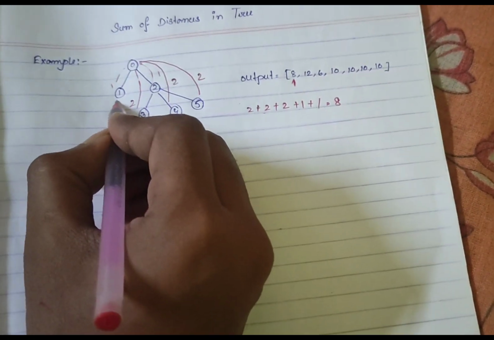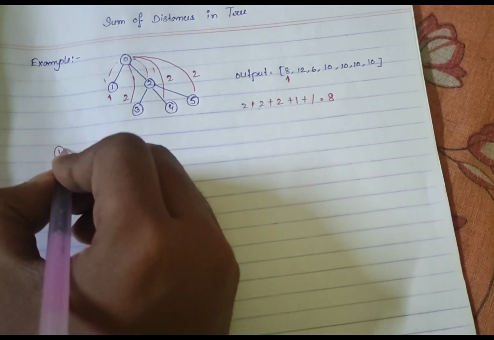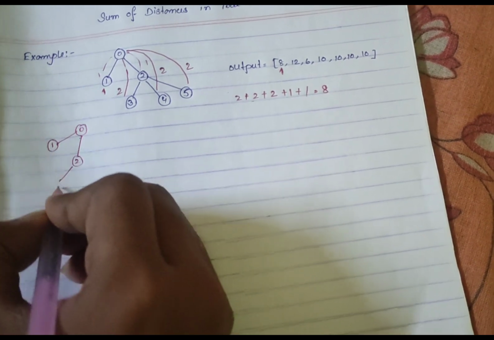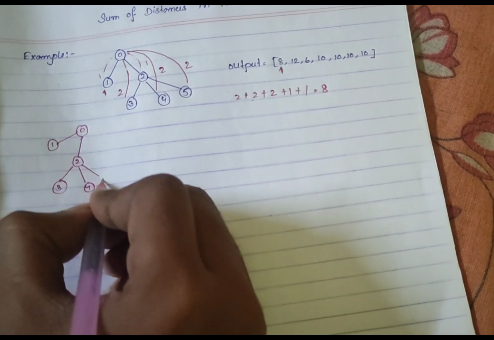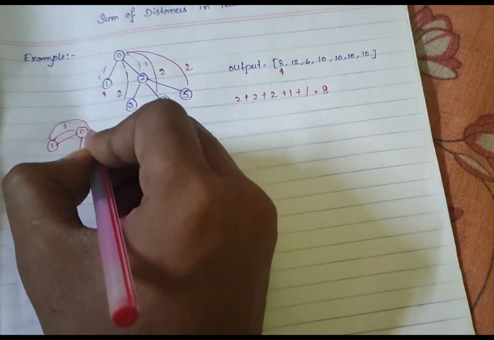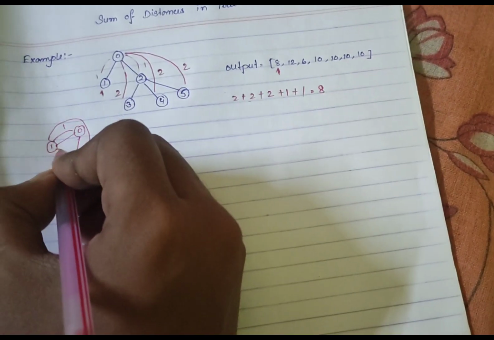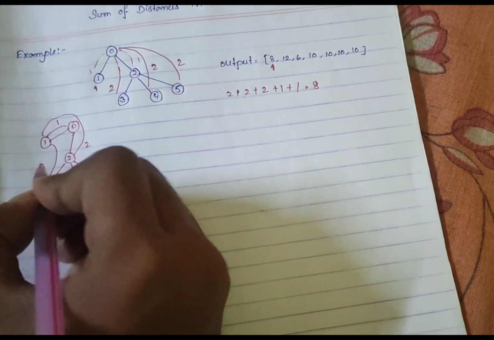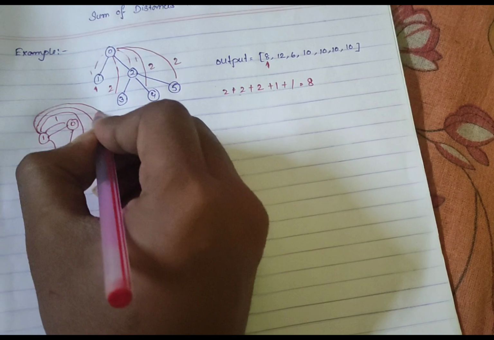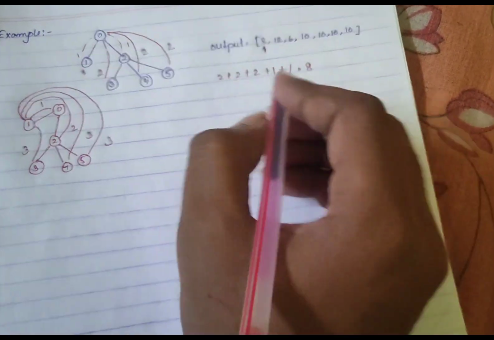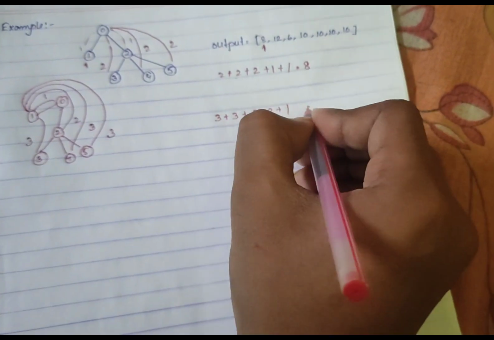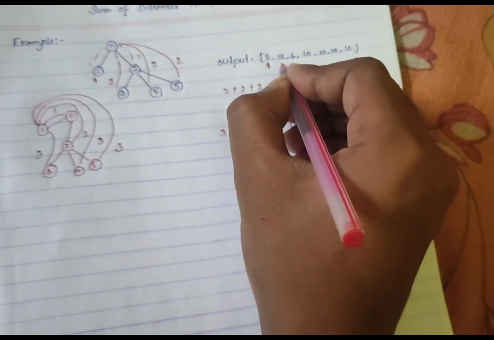Now we are checking from 1. The nodes are 1, then 0, then 2, then 3, then 4 and then 5. From 1 to 0 the distance is 1. From 1 to 2 the distance is 2. From 1 to 3 the distance is 3. From 1 to 4 the distance is 3, and from 1 to 5 the distance is 3, right? So 3 plus 3 plus 3 plus 2 plus 1 is 12. You can check this is right.